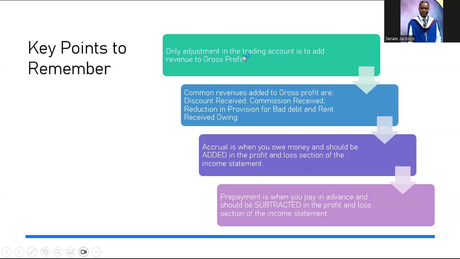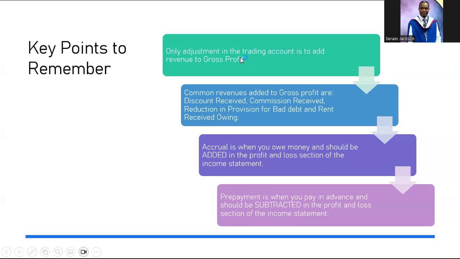So the first point here that I have, the only adjustment that is in the trading account, is to add revenues to your gross profit. You may ask, sir, what are some examples of revenues? The common revenues that are added to gross profit are discount received, commission received, reduction in provision for bad debt, and rent received owing. Please pay attention to that. Rent received owing.